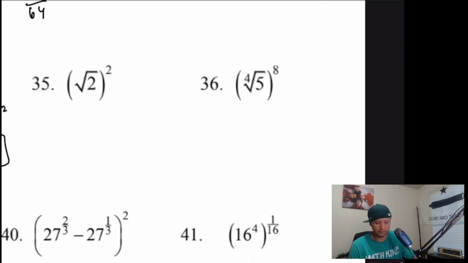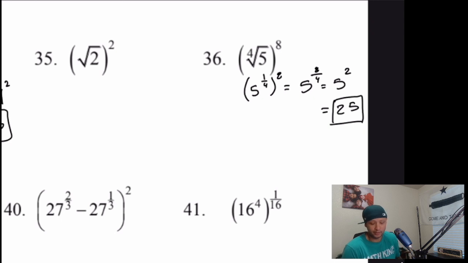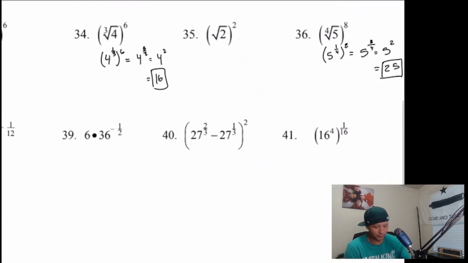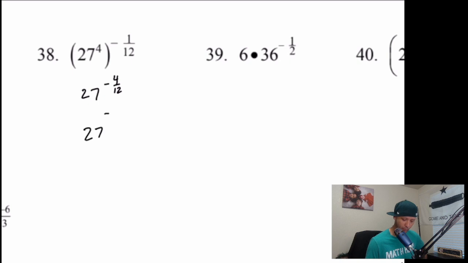All right, number 36. Exact same idea. So 5 to the 1/4 power, because it's the 4th root, raised to the 8th power. Multiply the exponents, so you get 8 over 4, which is basically 2. So 5 squared is 25. It really helps knowing the exponent properties. All right, 38. We have a power raised to a power, so we're going to multiply. So this is going to be 27 to the negative 4 over 12, which is 27 to the negative 1/3, because this simplifies to 1 over 3.